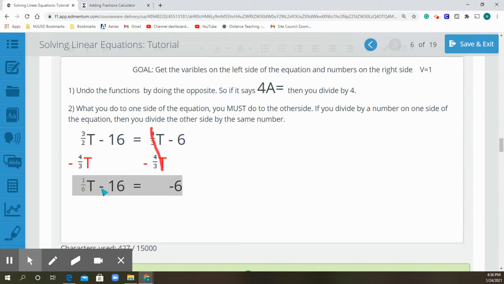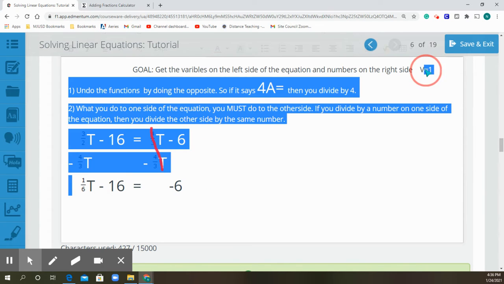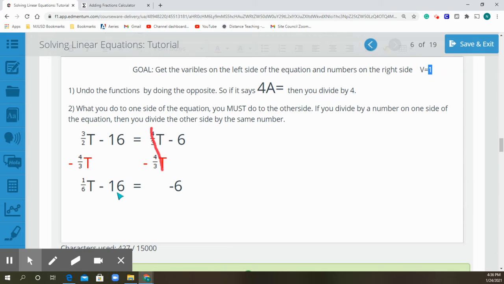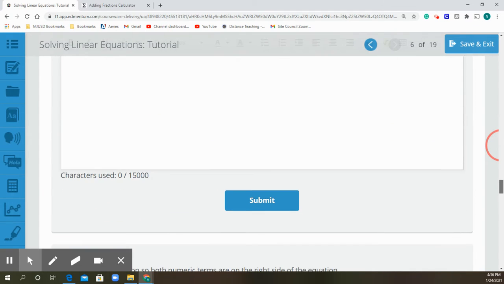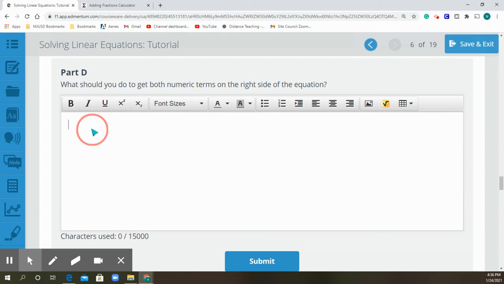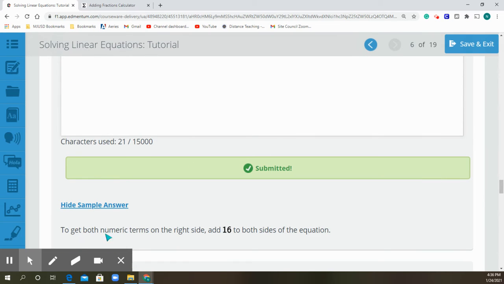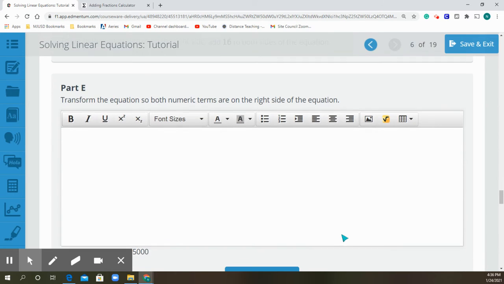So if it's minus 16 over here, we want to get the numbers right here, the numbers on this side. So we have to undo minus 16. How do we undo minus 16? We add 16. So add 16 to both sides. Let's double check, see if we're correct. To get both numeric terms on the right side, add 16 to both sides of the equation. That's what I said, yay!